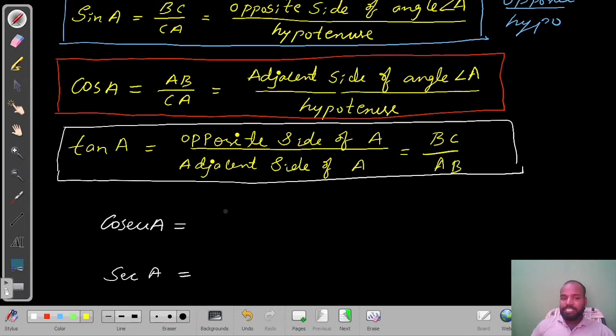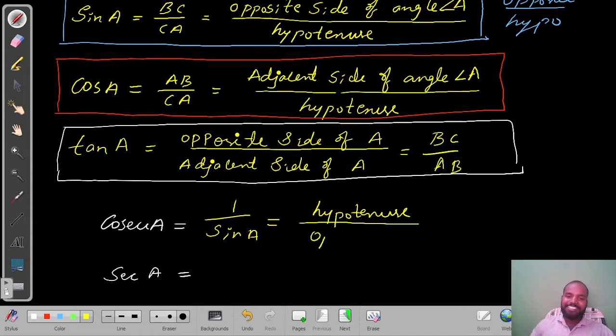What is cosec A? It means 1 by sin A. Your formula is completed. Now what is meant by 1 by sin A? Just quite opposite to sin A. So what is cosec A? Opposite to sin A, that is nothing but hypotenuse by opposite. This is very easy, right? Hypotenuse by opposite. This is your cosec formula. What is cosec? Reciprocal of sine. Okay? Next.